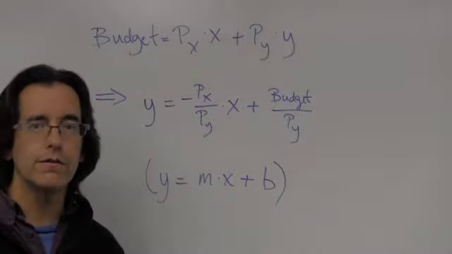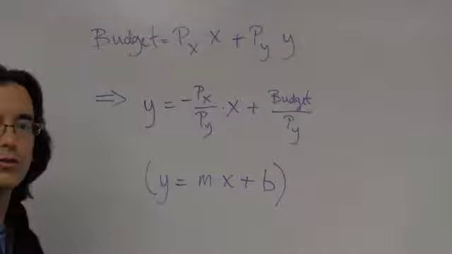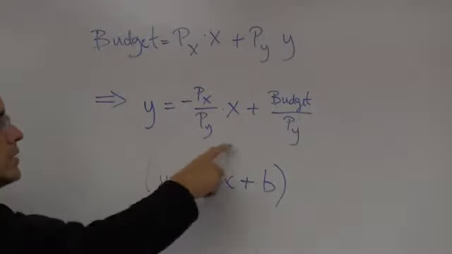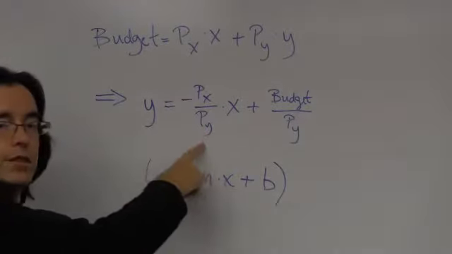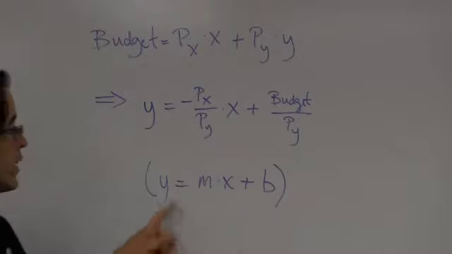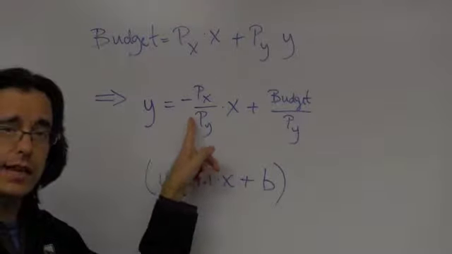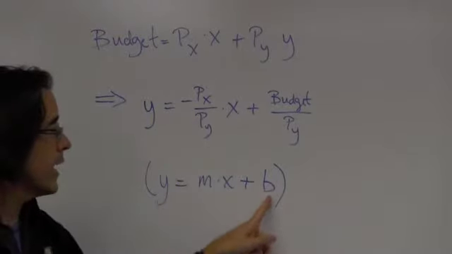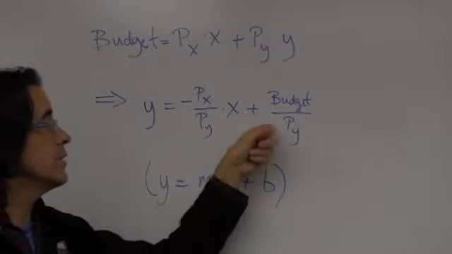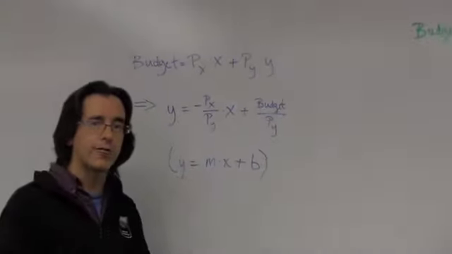That by itself is not very intuitive, but if you remember back to your high school algebra, this equation is in the form of a line. It's our y = mx + b format. So we have Y, we have the slope m, which in this case is the negative ratio of the prices, and then we have the Y-intercept, which is the budget divided by the price of Y. We'll explain this after we derive it.